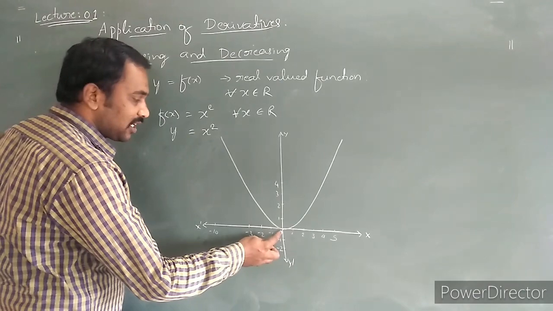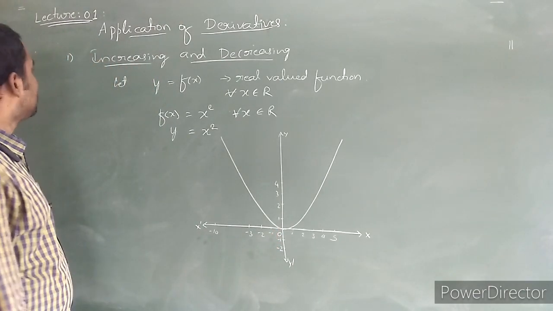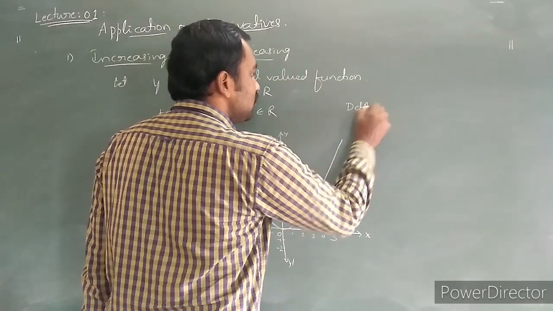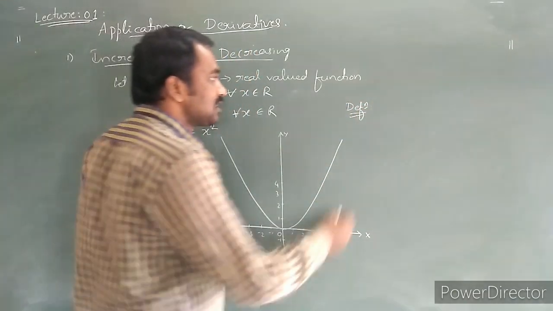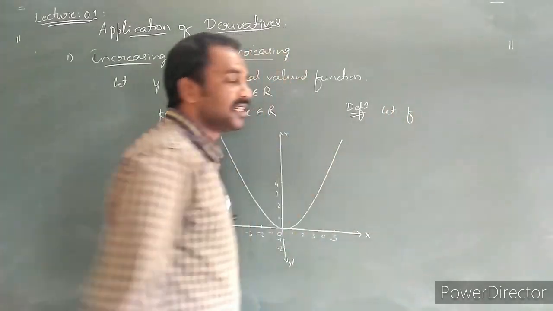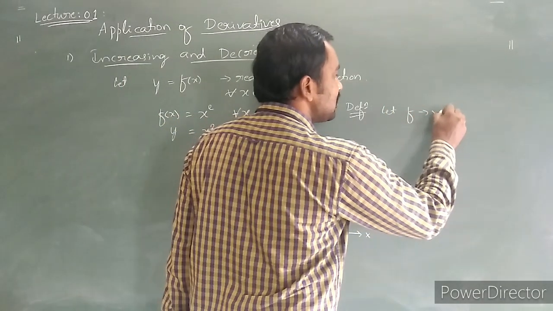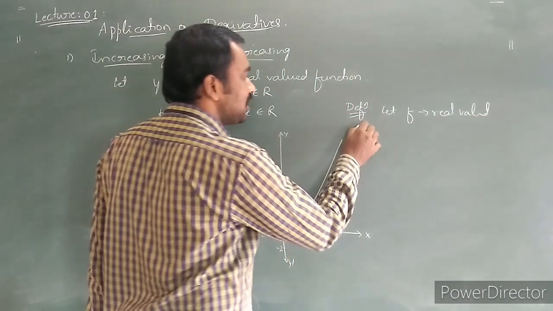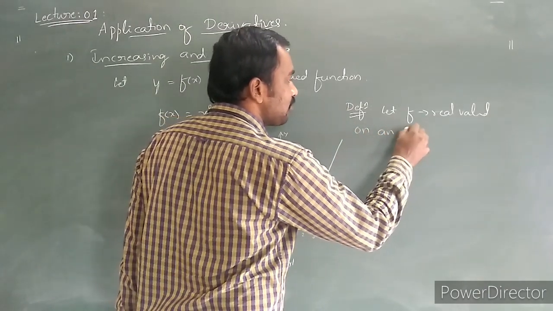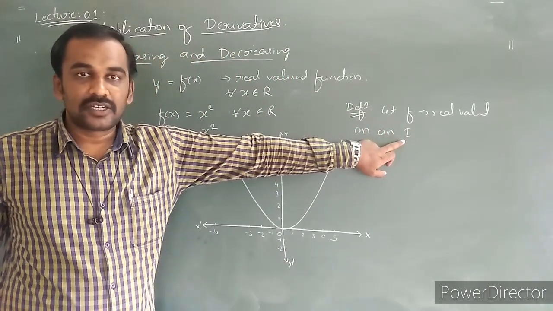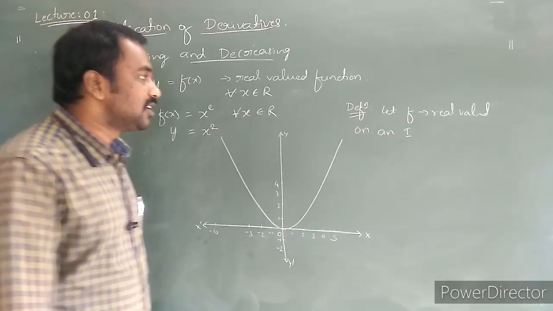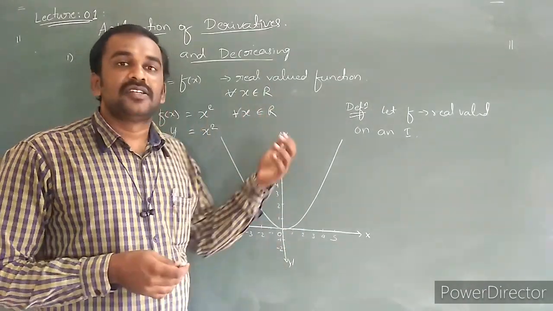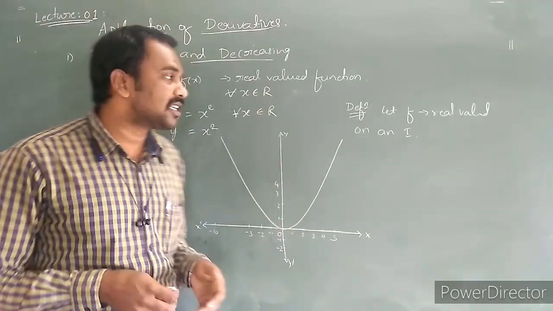Here, one more, or extensionally, we can give one definition. What is the definition? We can write it here. First of all, let f be a real valued function. F is a real valued function defined on an interval. This interval is a subset of the real numbers. Then the function is said to be increasing, decreasing, strictly decreasing, or strictly increasing type.